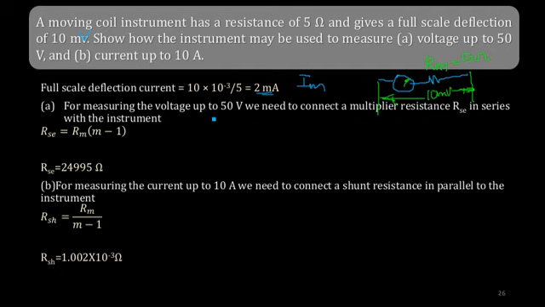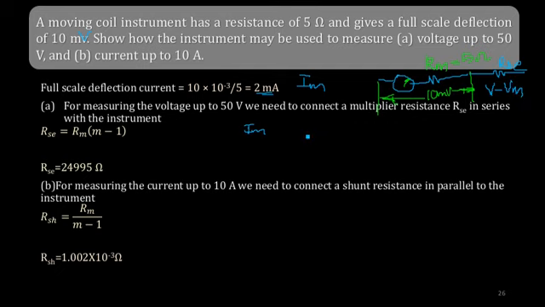Now for measuring voltages up to 50 volt, we need to connect multiplier resistance Rsc in series with the instrument. So we have only a range of 10 millivolt, and you are asked to find the value of Rsc. The equation is simple: Rsc is equal to Rm into (m minus 1). That is a direct equation that you have. Or if you do not remember the equation, you can simply equate Im values. So you are trying to connect Rsc, and the voltage across it will be V minus Vm.